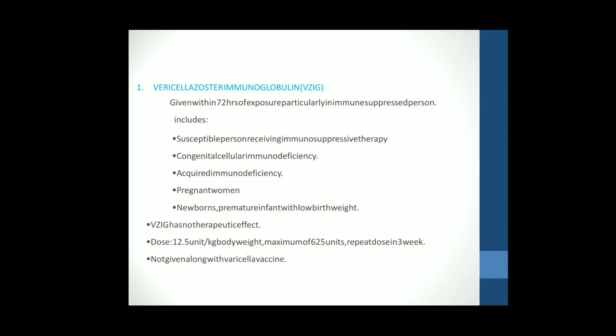The dose of varicella zoster immunoglobulin is 12.5 units per kg body weight. After the first dose, you get a second dose after 3 weeks. It is not given along with the varicella vaccine; it has no connection with the vaccine. The vaccine is entirely different and this medicine is entirely different. Varicella zoster immunoglobulin is given within 72 hours to persons exposed to chickenpox, mainly those with a weak immune system.